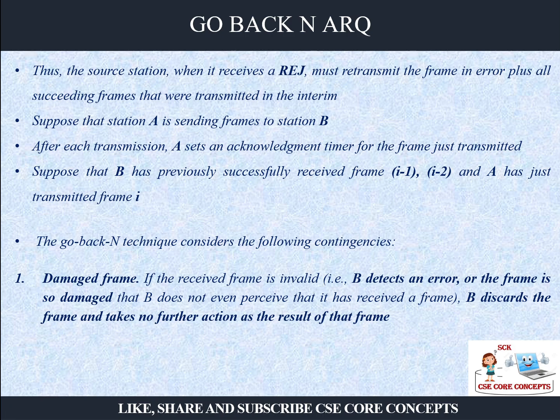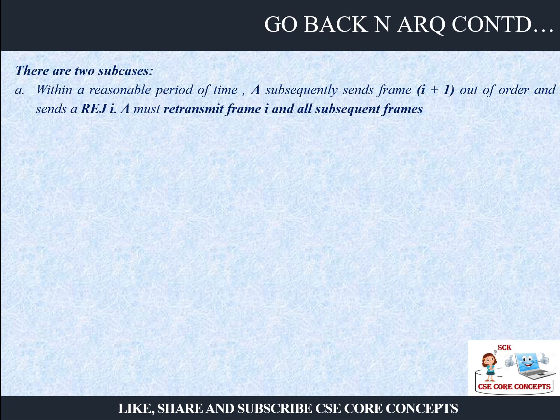So if the received frame is invalid, that is, station B detects an error in the frame, it is damaged, B will not take that. It will not perceive it, it will discard that frame and takes no further action as a result of that frame. It will not do anything with the other frames.